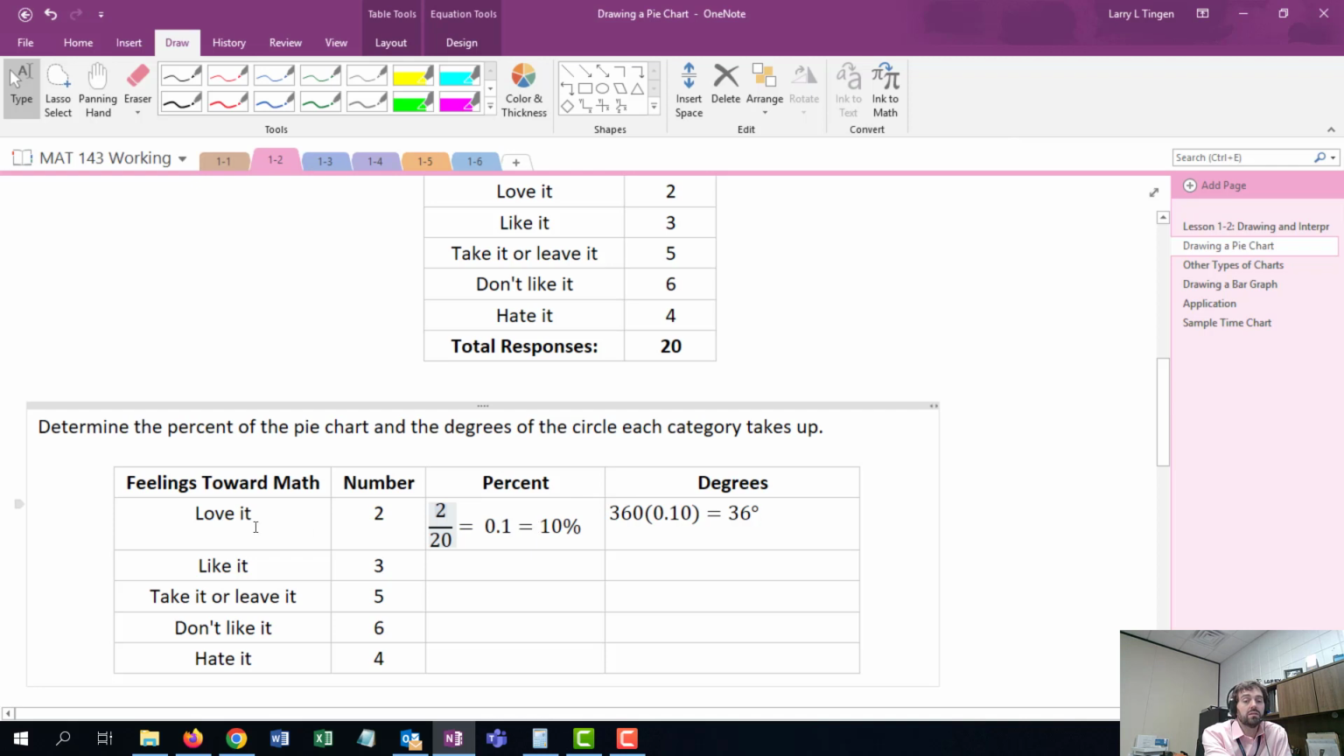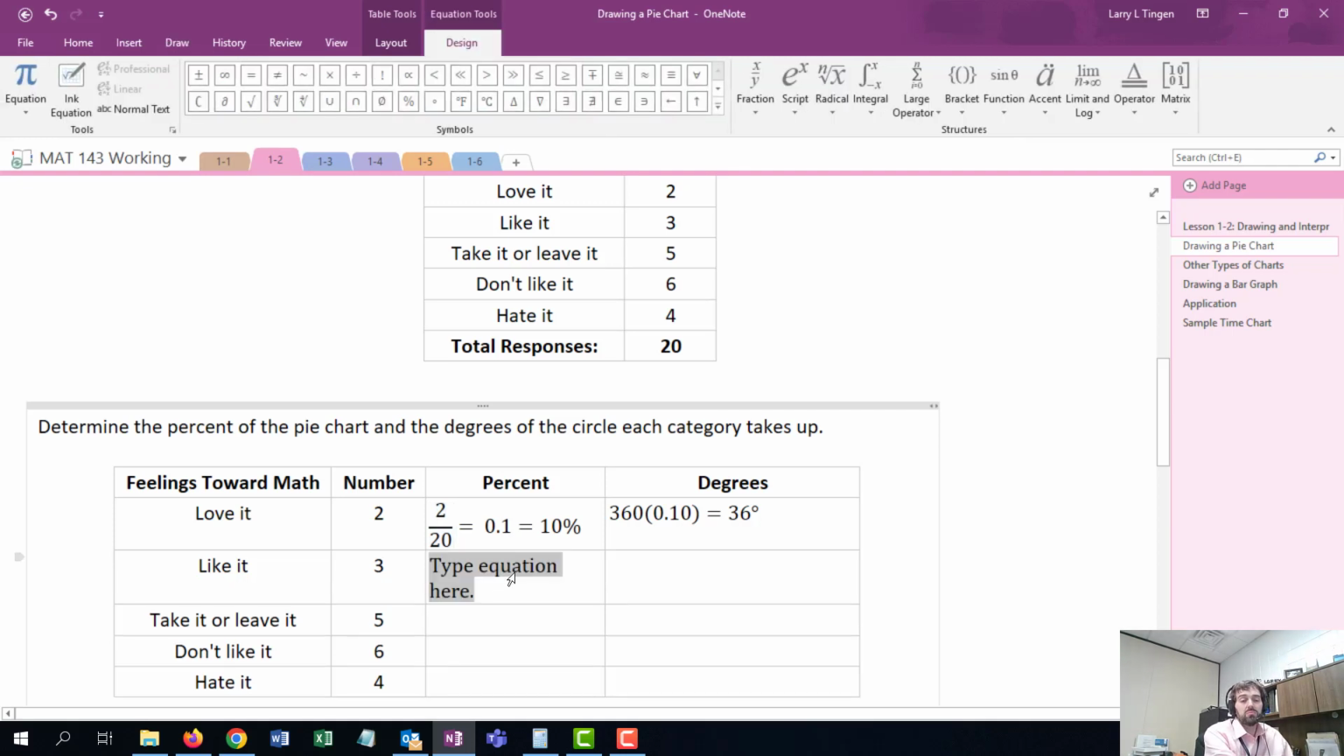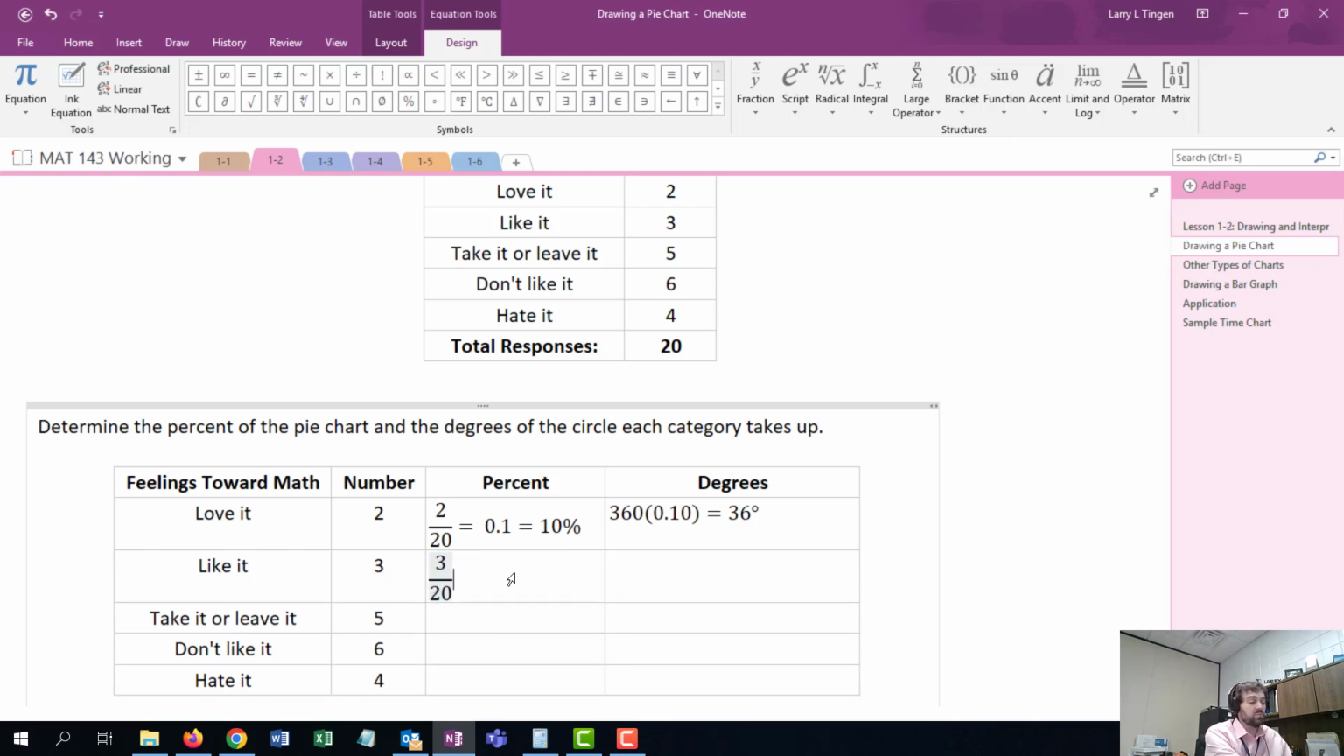Okay, well, "love it" is going to take out 10% of my pie. So that means 10% of 360, which is 36 degrees. Let's do the same math on the next one. 3 people said that they like it when they're talking about math. So that's going to be 3 divided by 20. 3 divided by 20 is 0.15, which is 15%.